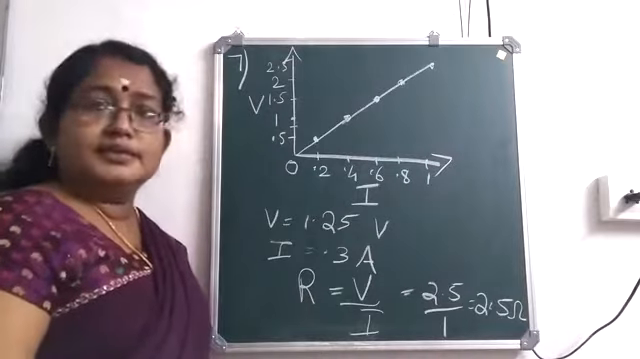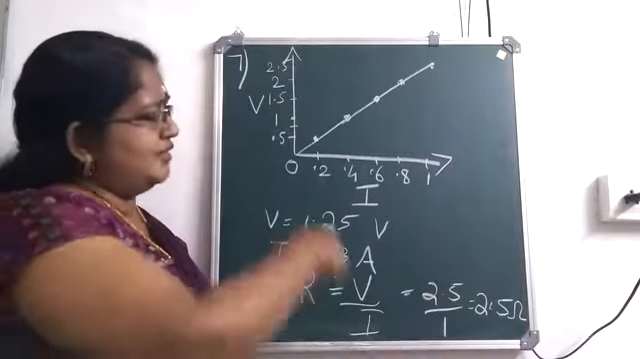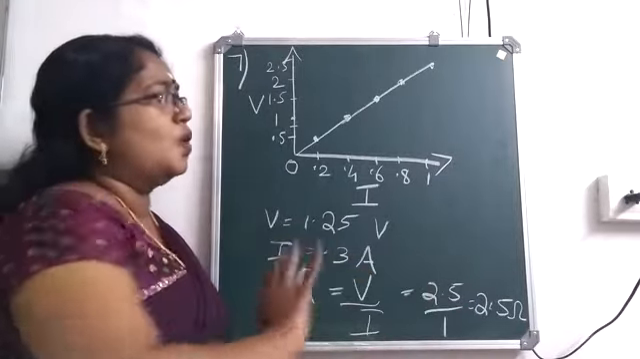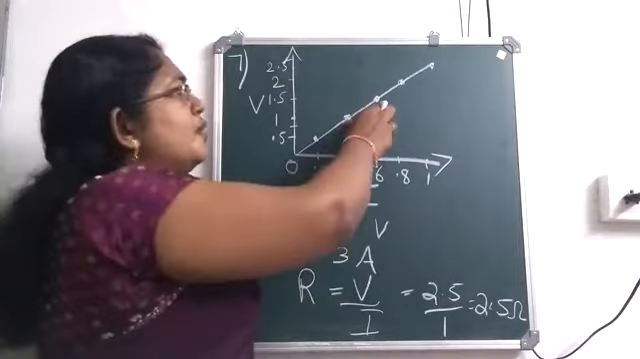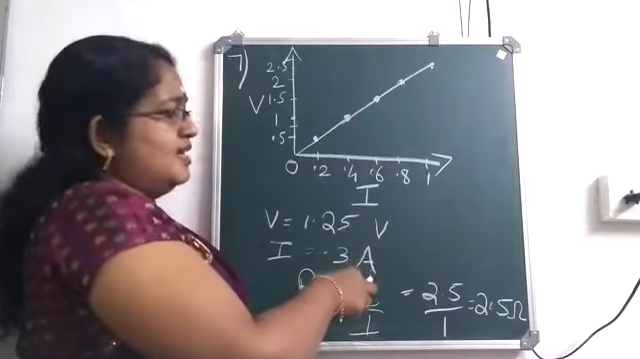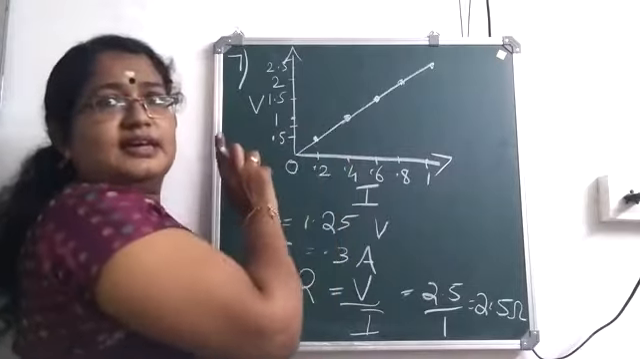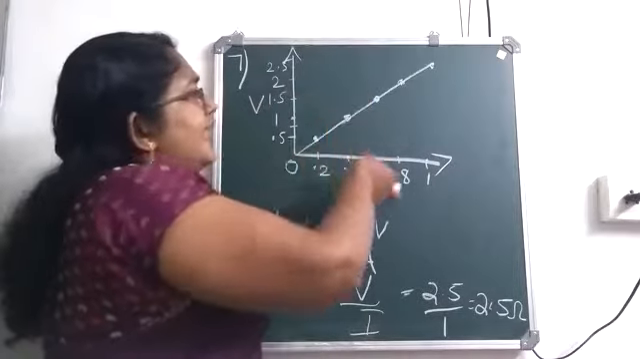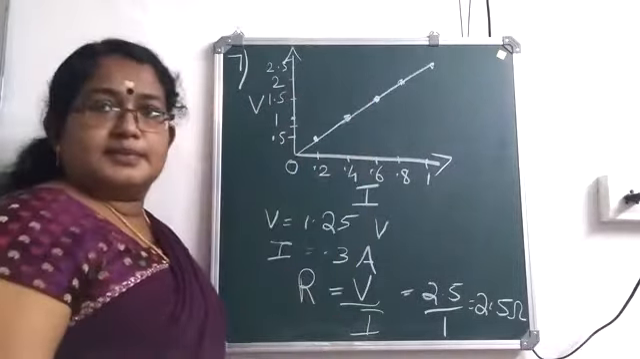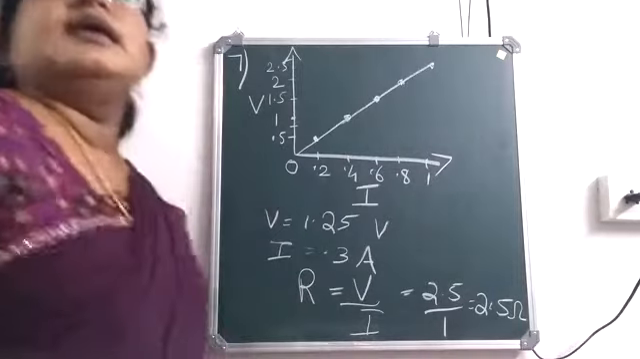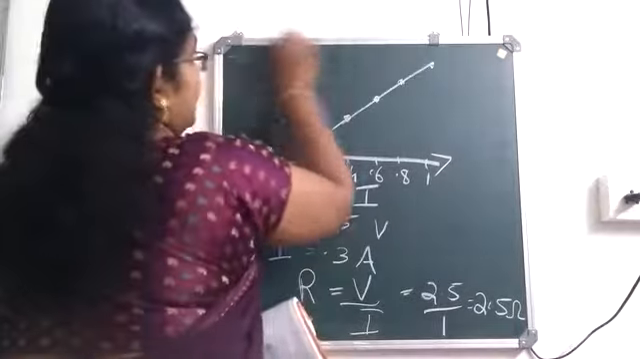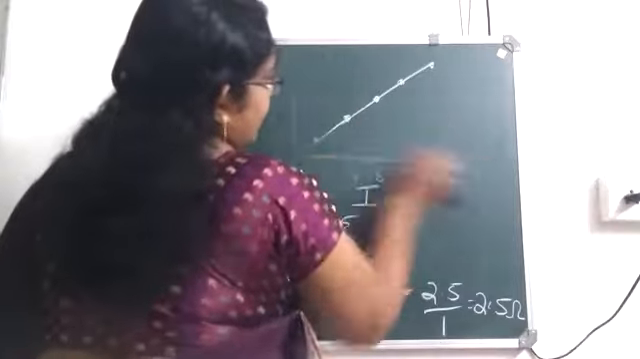So is it clear? Just draw the graph. Then from the graph, you can do all these calculations. Slope of the graph will give you the resistance, isn't it? Since it is VI graph. So take any two values and get the answer. Okay. Now we will move to the next question. That is question number 8.